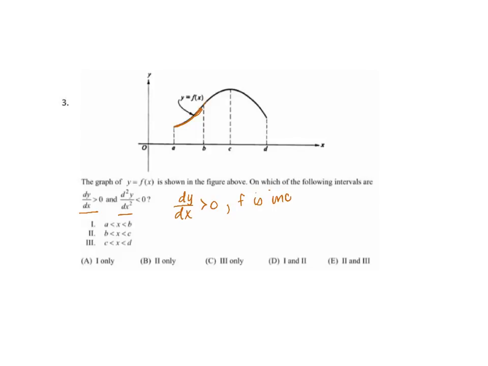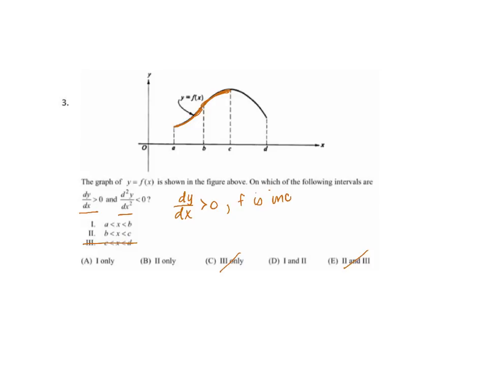From b to c, we are still increasing. However, from C to D, we are not increasing, so that means answer choice, or Roman numeral 3 is out, and so is answer choice C and E. So it looks like we're going to have to test 1 and 2 to see. So now let's go to our next part.